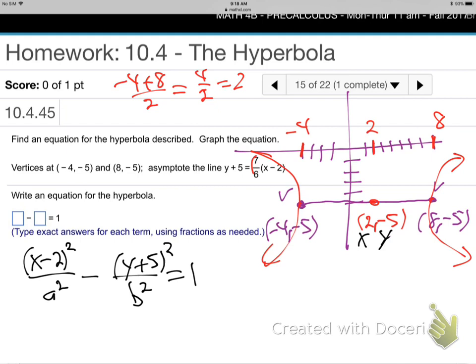Now, can you find the A or the B? Let me give you just a second. Do it just like we did a minute ago. Don't worry about the asymptote equation. We're about to use it, but not yet. You can get the A or the B without the asymptote equation, just looking at the picture. Physically, it's right on the picture.